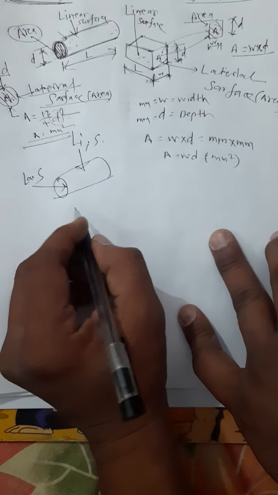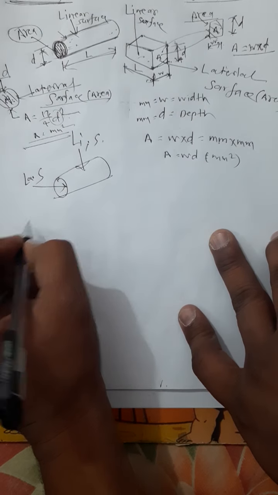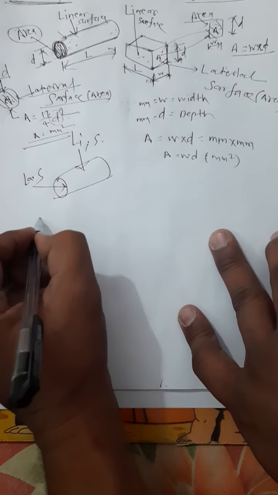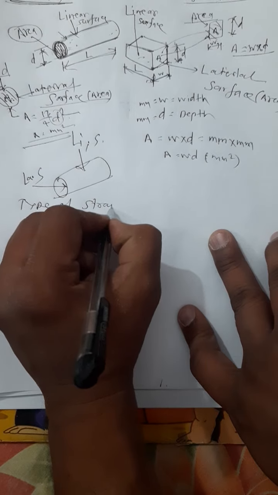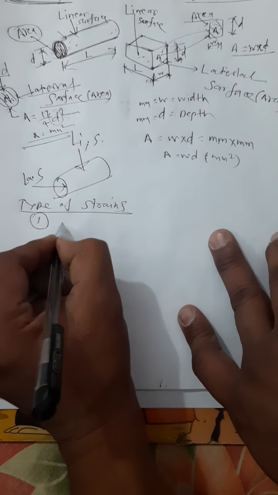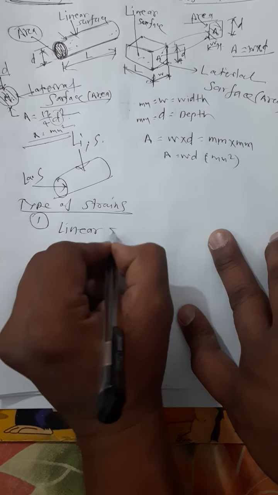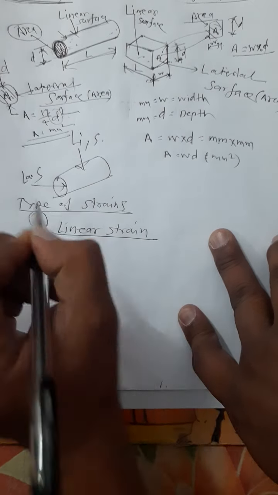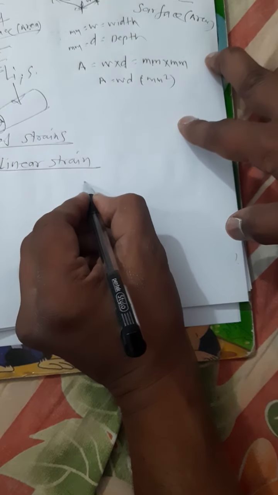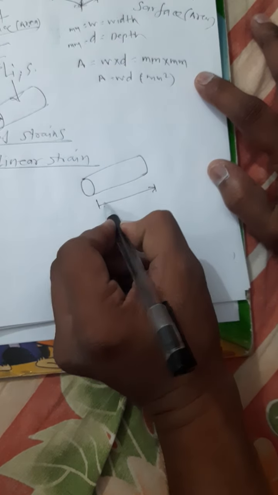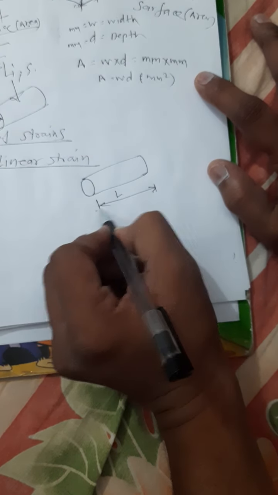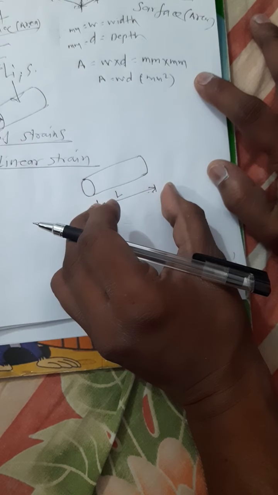So we have three types of strain. The first type of strain is linear strain. So what is linear strain? Suppose, assume this is a bar. And what is the linear surface in this bar? Yes, along the length is called the linear surface.